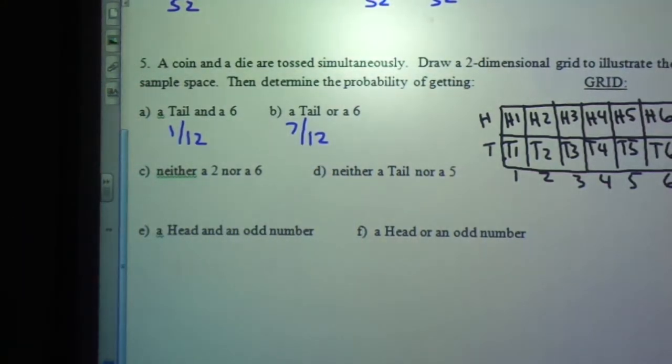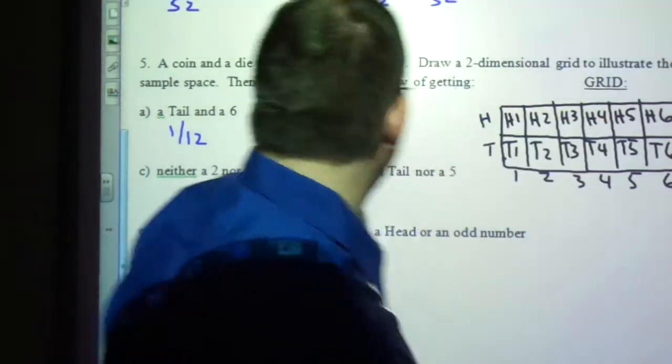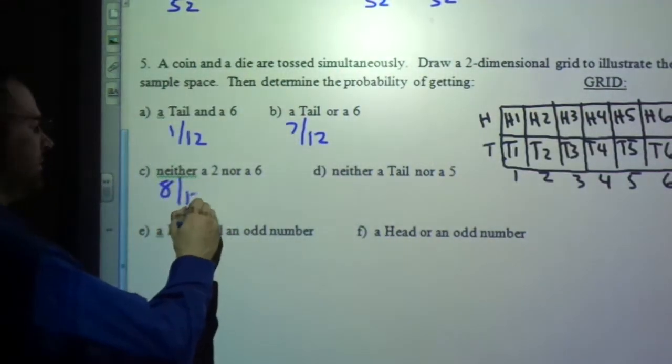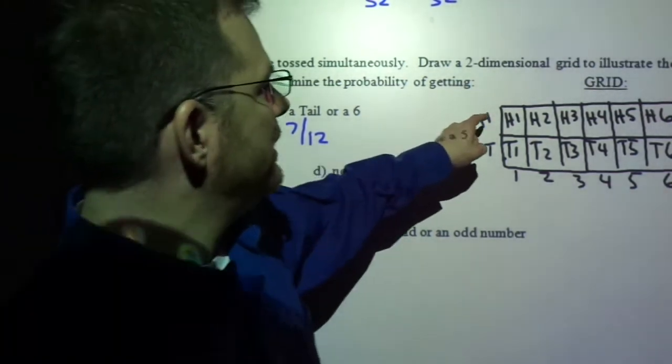Neither a 2 or a 6, so that would be 1, 2, 3, 4, 5, 6, 7, 8 out of 12. That reduces to be 2/3. Neither a tail nor a 5, so that would be these.